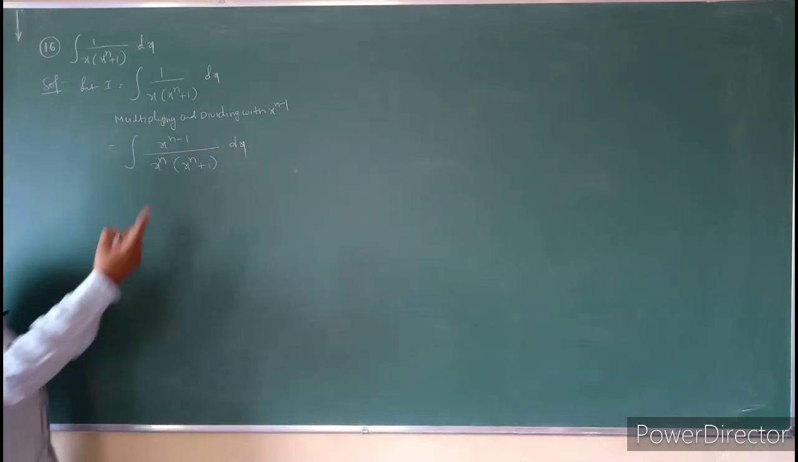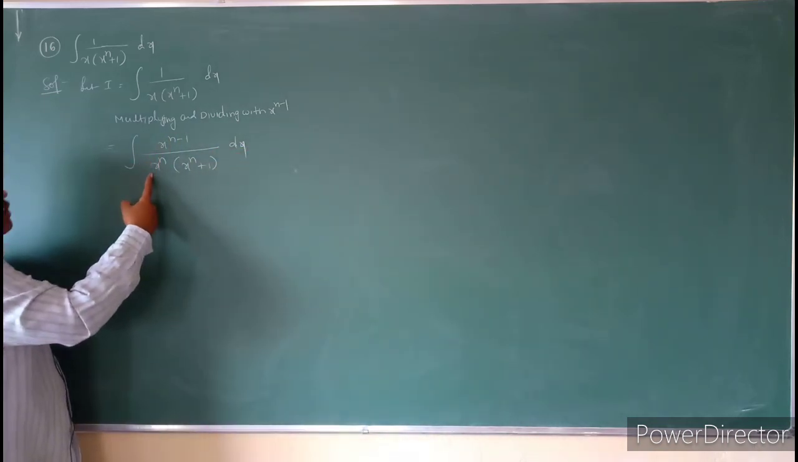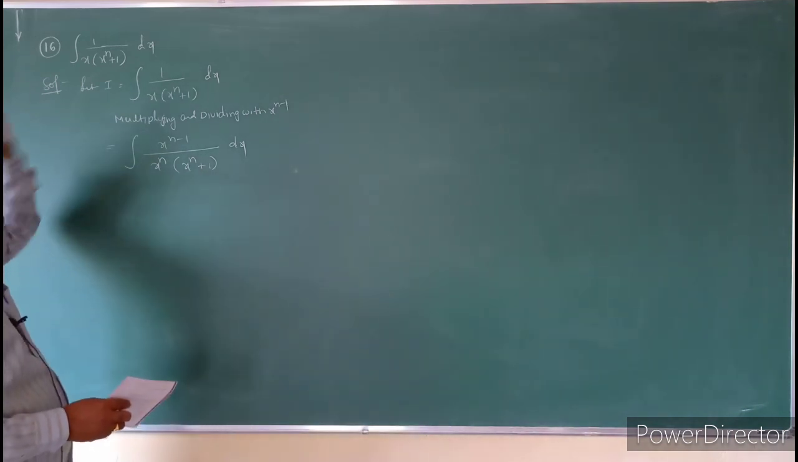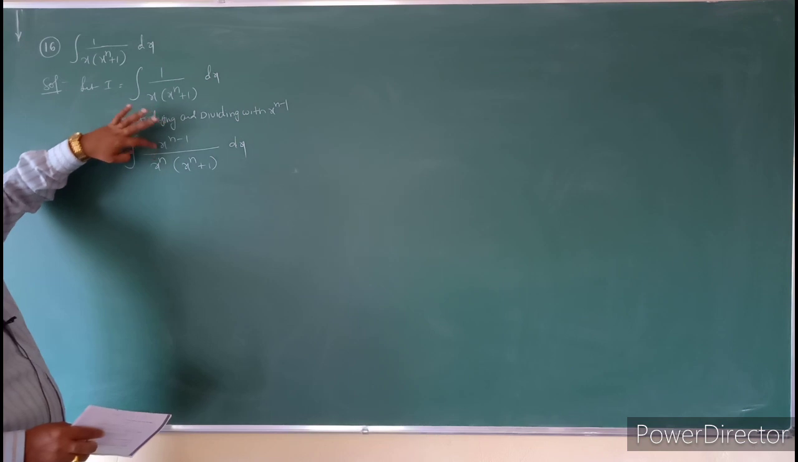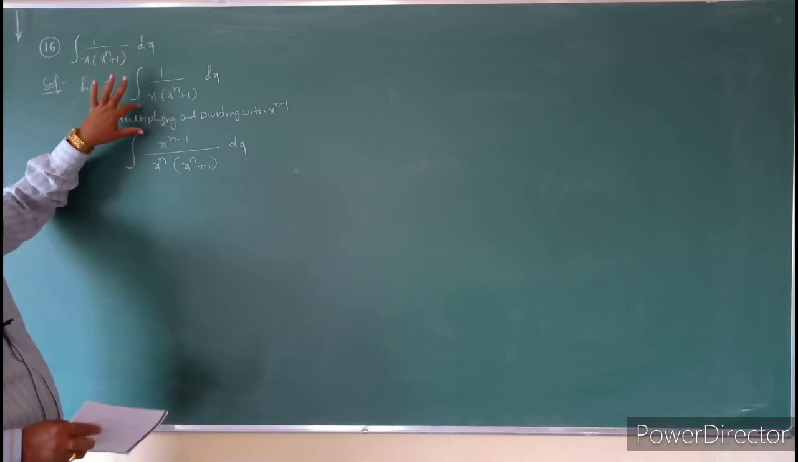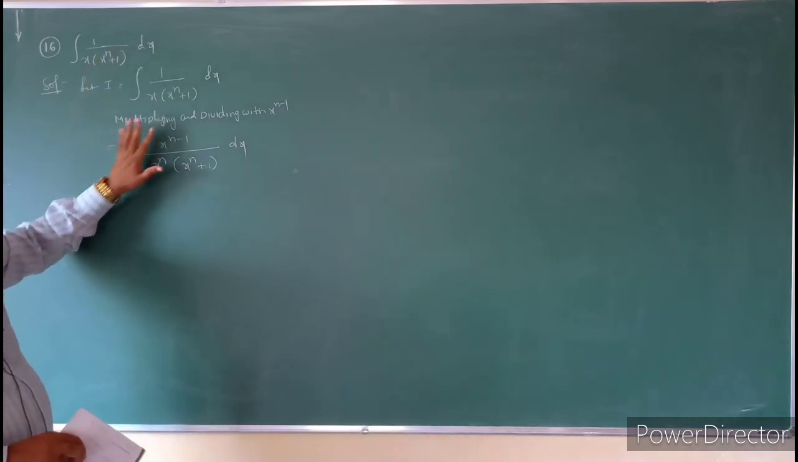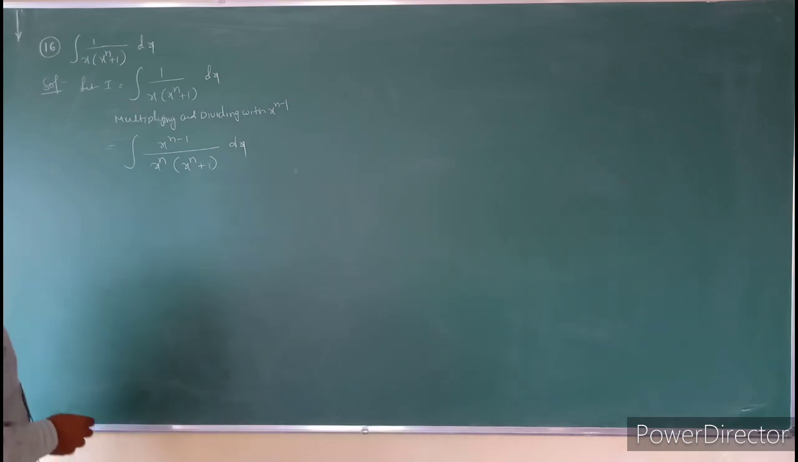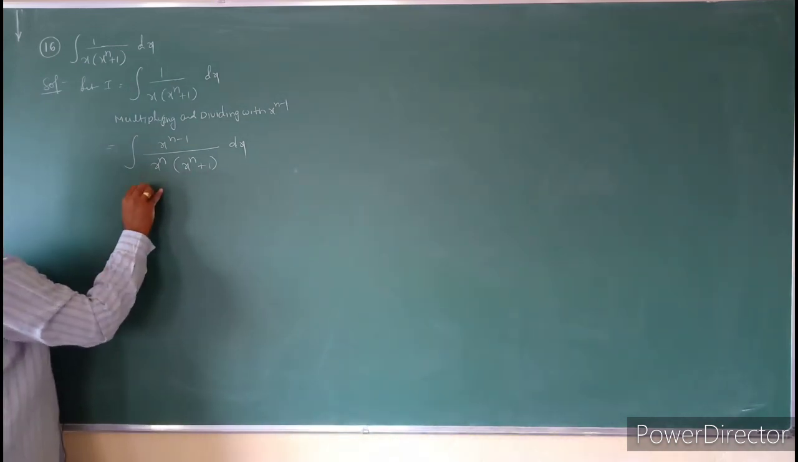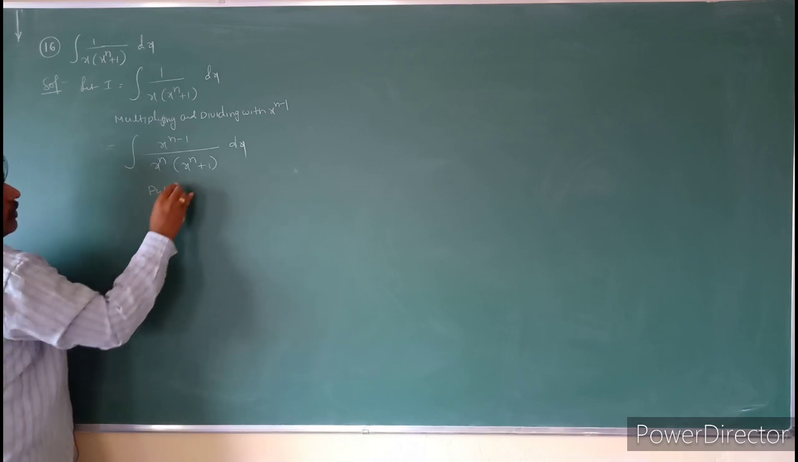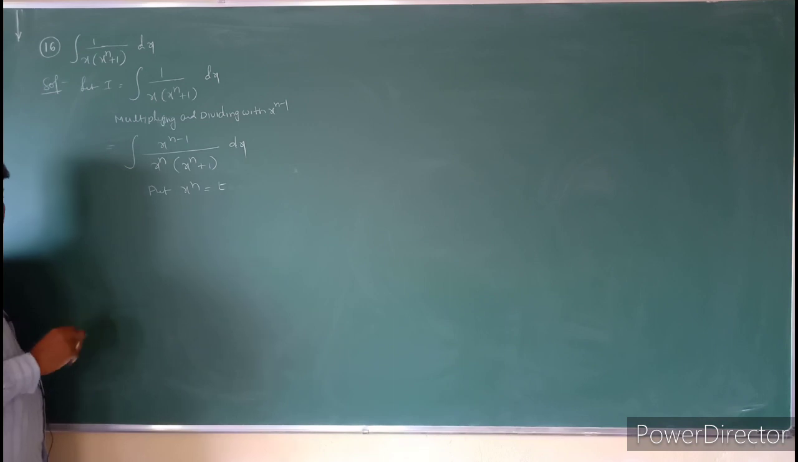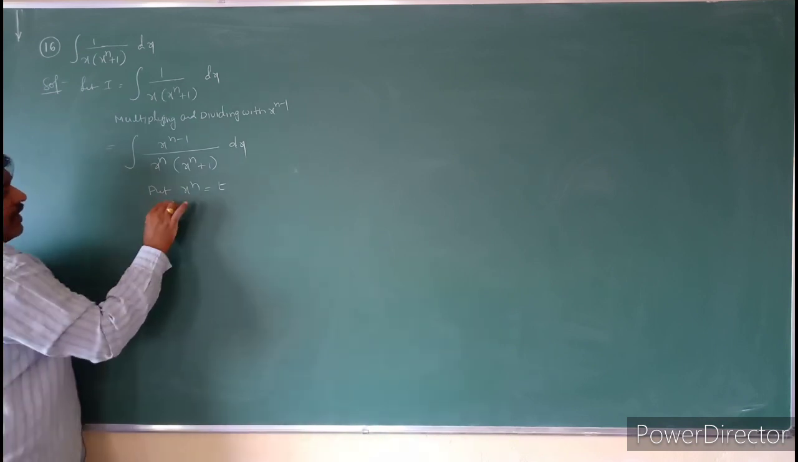Yes or no? See, students, x power n minus 1 by x power n will become 1 by x. If you cancel x power n minus 1 with x power n, you will get 1 by x. Understand that? I just multiplied and divided with x power n minus 1. After getting this, what will I take? Put x power n is equal to t.